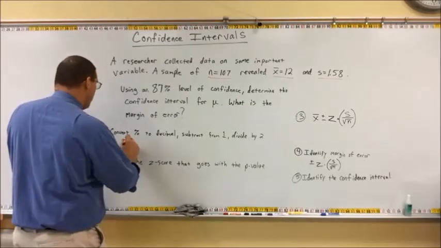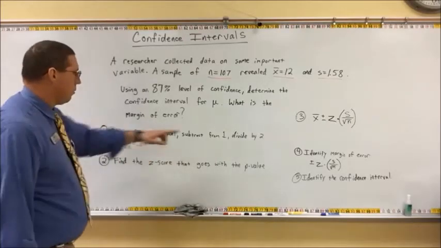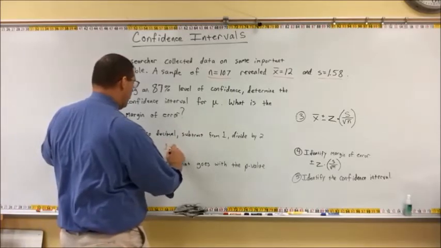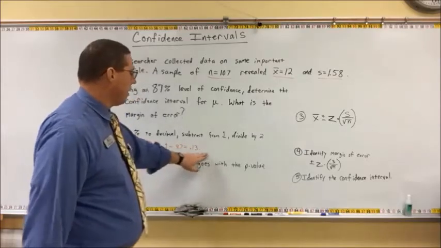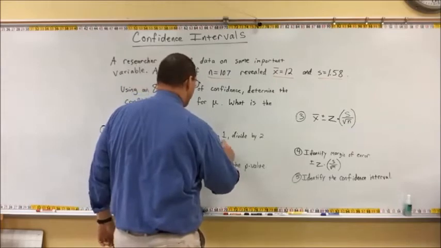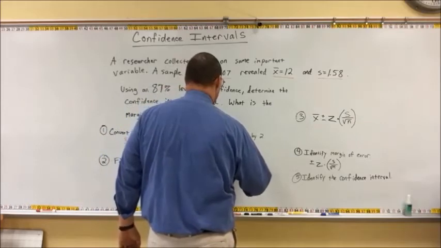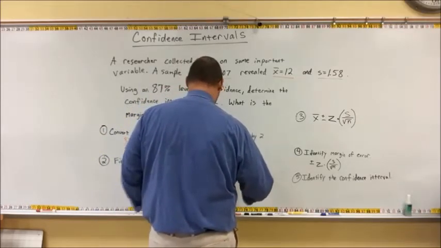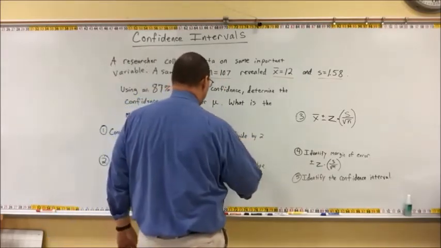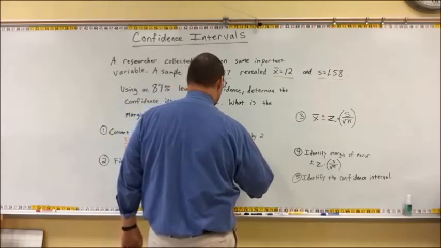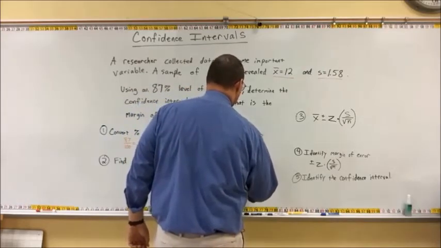All right, so 87 divided by 100 is equal to 0.87. Then we're going to subtract that from 1. So 1 minus 0.87 is equal to 0.13. Then we're going to take that 0.13 and divide by 2. 0.13 divided by 2 is, excuse me, sorry, my brain went somewhere else. So 0.13 divided by 2 is 0.065. And so that is our p-value. That's the p-value that we're going to work from.